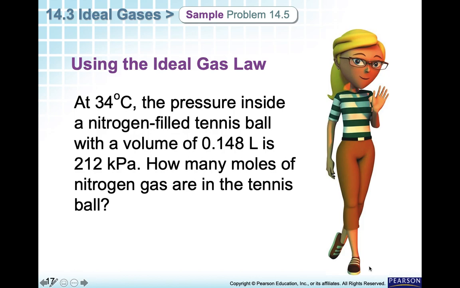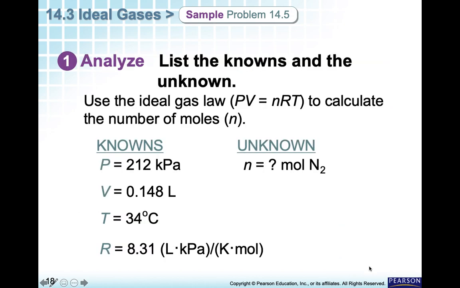At 34 Celsius, the pressure inside a nitrogen-filled tennis ball with a volume of 0.148 liters is 212 kilopascals. How many moles of nitrogen gas are in the ball? So we know the pressure, we know the volume, we know the temperature, and we know the ideal gas law constant, and we want to know the number of moles.